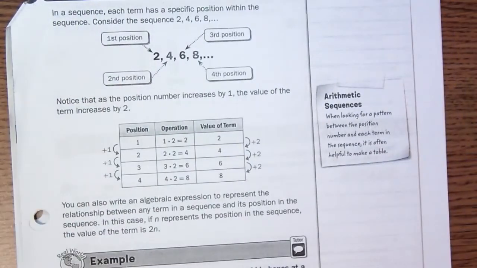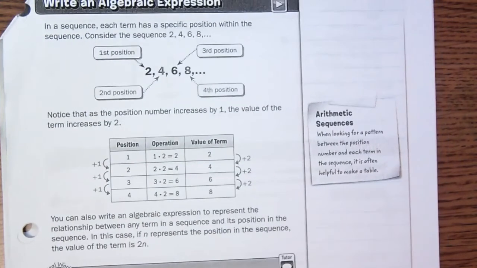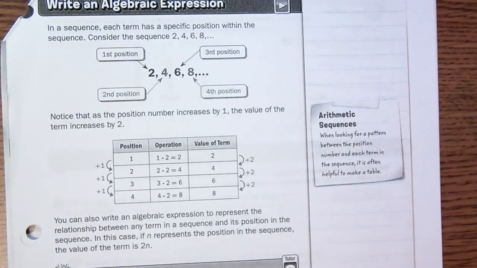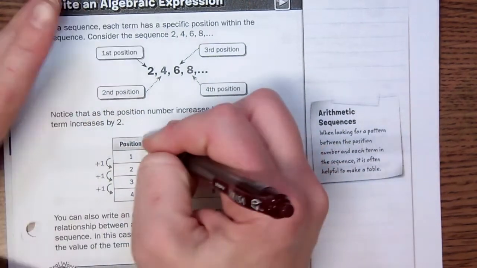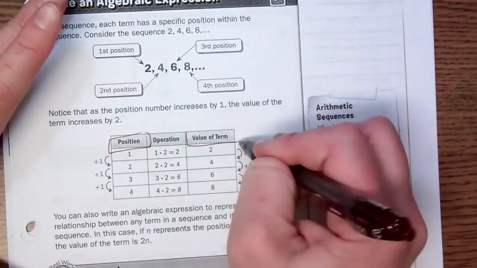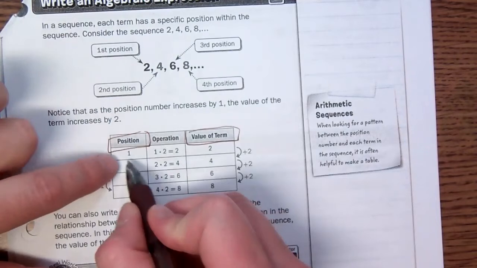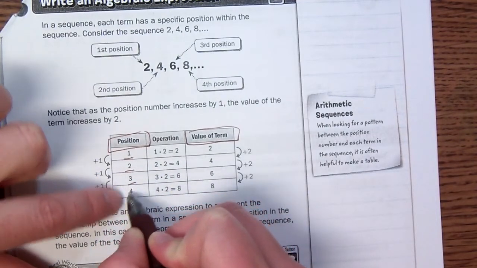Okay, there's one other thing that's most difficult here. You can actually write an expression to show, like, if you know which position it's in. So this is the position, and this is the value of the term. So this just means, okay, it's the first term, it's the second term, it's the third term, it's the fourth term.